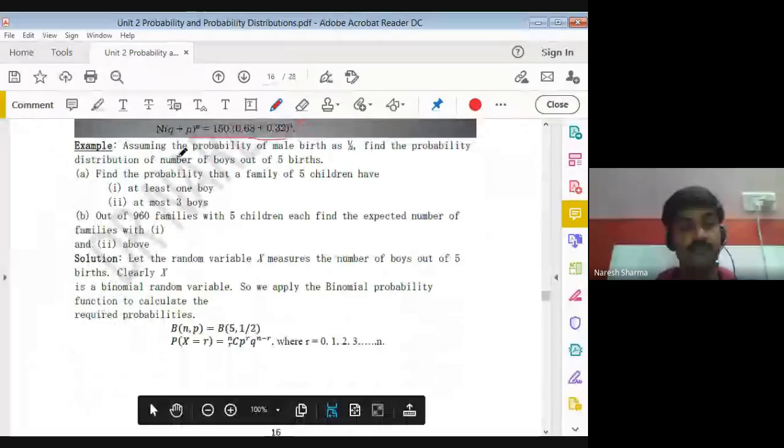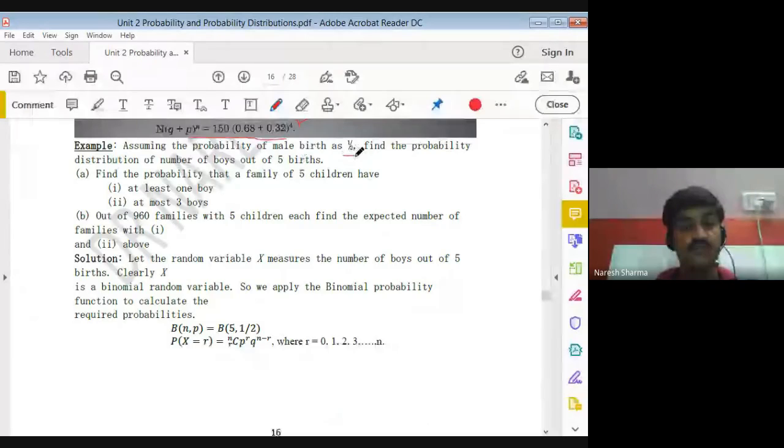One more example, if you like, we can discuss. Assuming the probability of a male birth is 1/2. So that means the probability of success, if we consider male birth as a success, is 1/2. Then find the probability distribution of the number of boys out of 5 births. Find the probability that a family of 5 children has at least 1 boy. Second part, at most 3 boys.